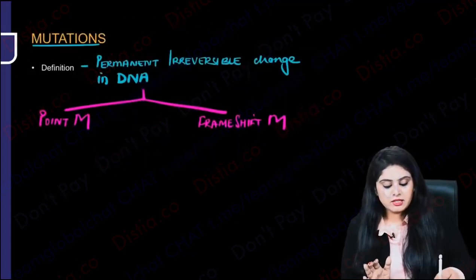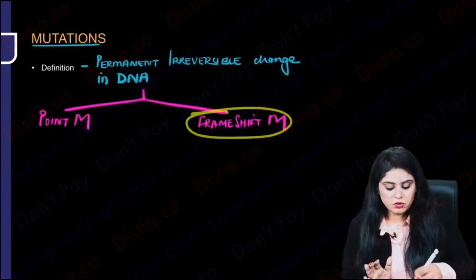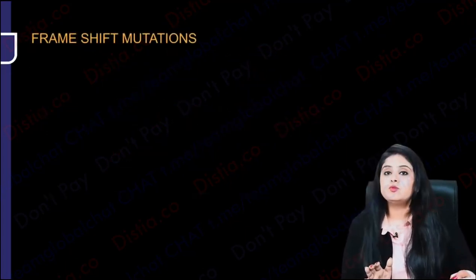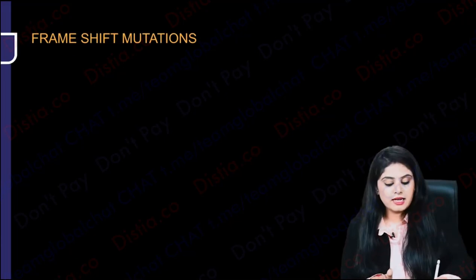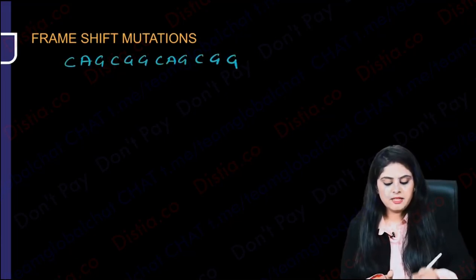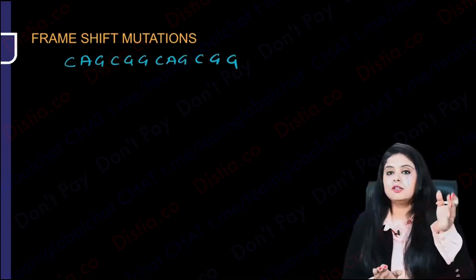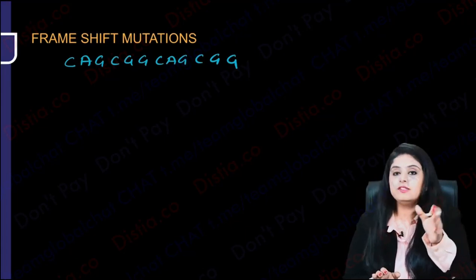So this was the first one that you had to do, point mutation. Now let's move on to the other one, which is known as a frame shift mutation. Now what is a frame shift? Again, I'll write any random sequence. You need not follow this only, okay? So now how did you read it? You started reading, ma'am is writing CAG, CGG, the CAG.